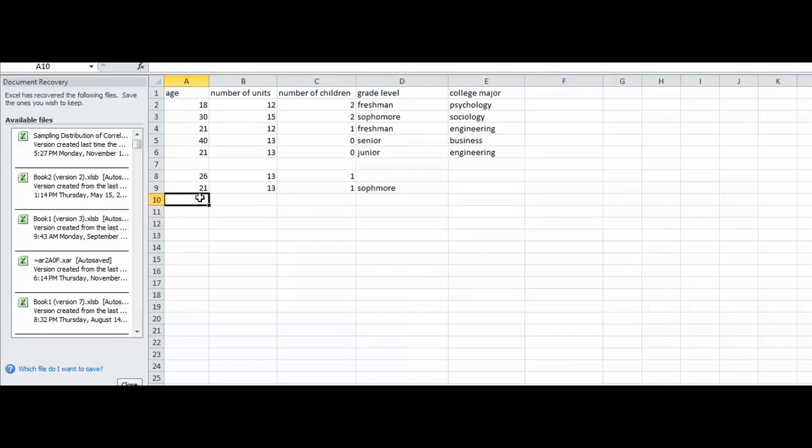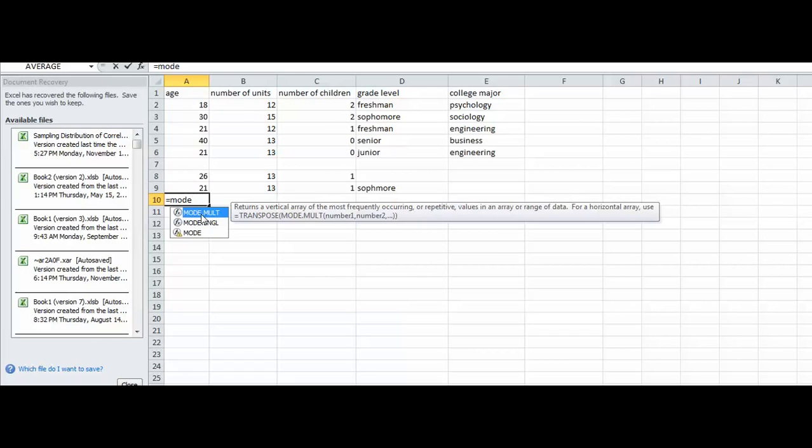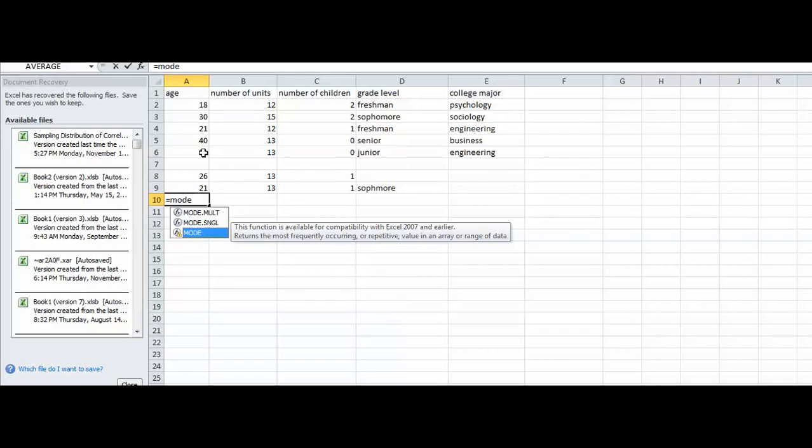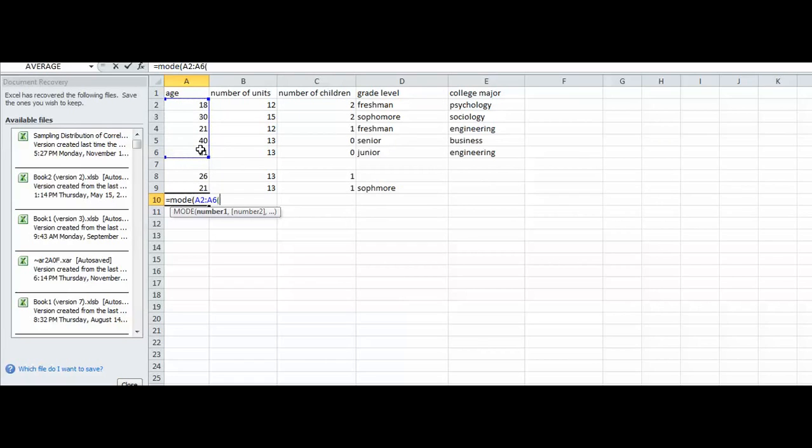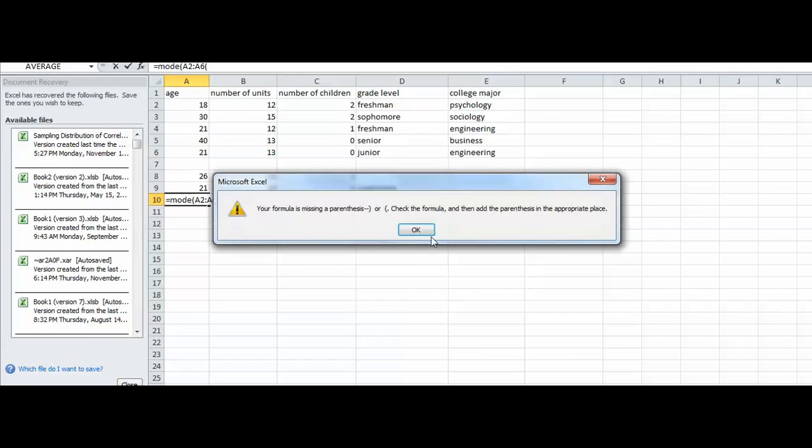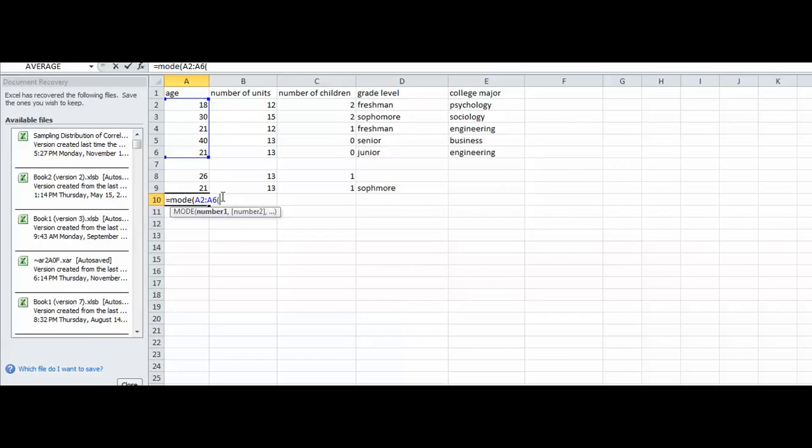Now what about the mode? To get the mode of these columns of data, we can type in equals mode, and it has two choices. It says mode multiple or mode single, or just mode. I think we should probably just click mode right there and put our parentheses, highlight the column, and then press enter. I think I made a mistake. I typed in the wrong parentheses. We can drag it across to get the modes of these columns. I'm not sure if it can calculate the mode of a column of ordinal or nominal data. We'll drag it across and see what it does. No, it can't do it.